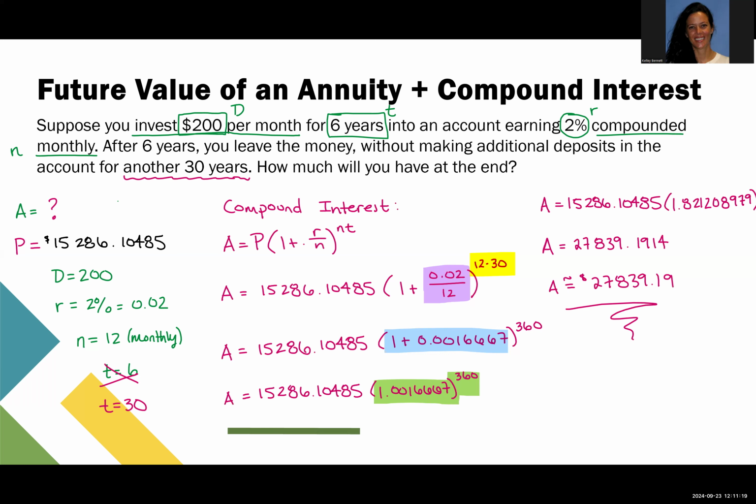So again, for the first 6 years, we're making deposits of $200 per month. Then at the end of 6 years, we're like, you know what? I don't want to do that anymore. I'm just going to let it sit. Maybe you changed employers and you don't feel like rolling over your 401k, whatever's going on, you just let it sit. And then 30 years later, you're like, oh, I forgot about that account. I wonder how it's doing. Well, it's doing pretty good. You've got $27,839 and 19 cents.